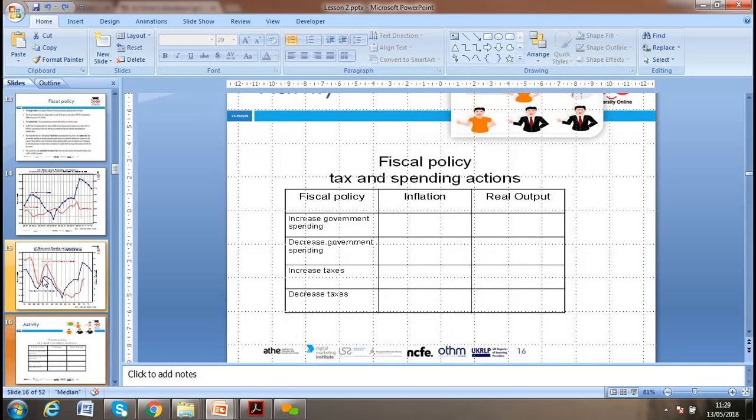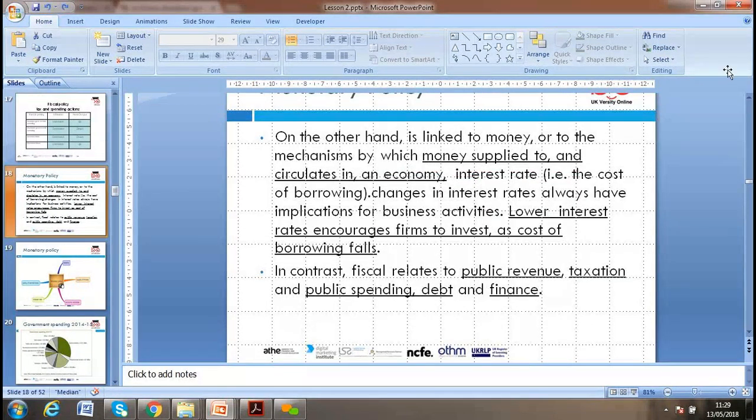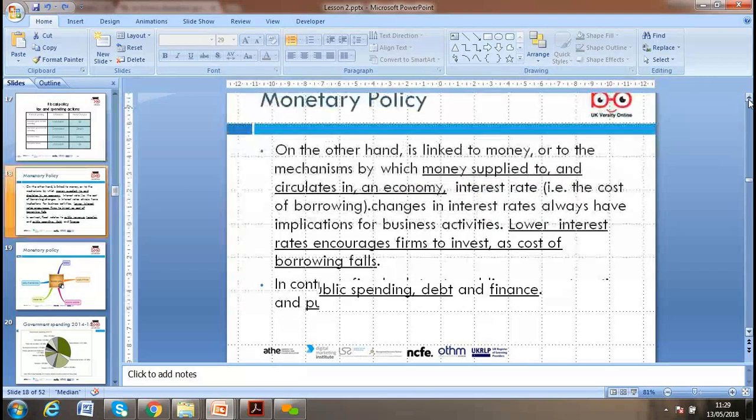Anybody, any question? So fiscal policy is tax and spending. What impact will an increase in government spending or taxes have on inflation and real output? An increase in government spending increases inflation, and real output can go up. A decrease in government spending decreases inflation and brings real output down. Increasing taxes decreases inflation and brings real output down. Decreasing taxes increases inflation, and real output can increase. So these are the measures the government can take and their impact. It's a clear indicator that inflation and real output, real productivity, can go up and down just by cutting or increasing government spending.